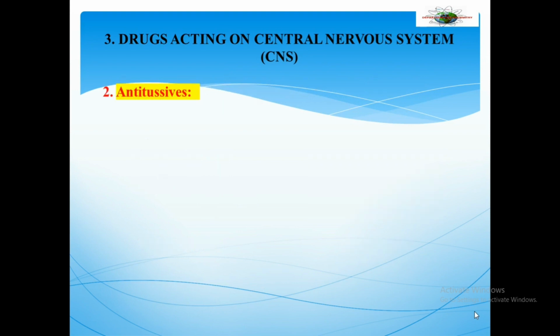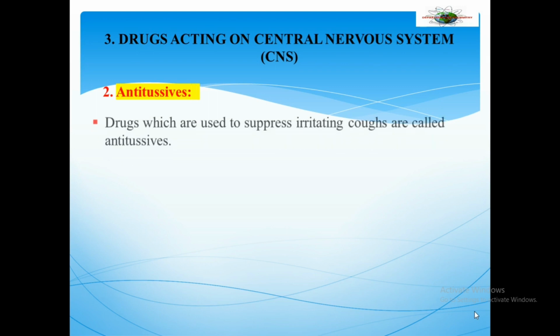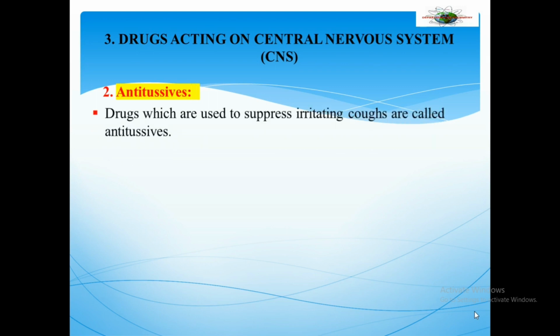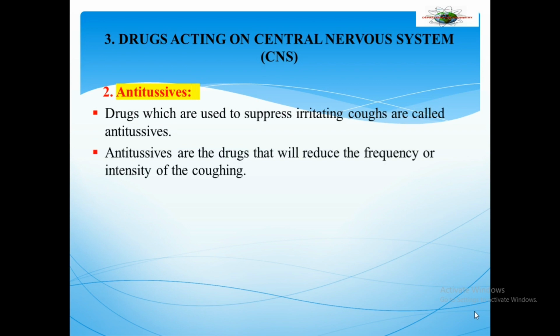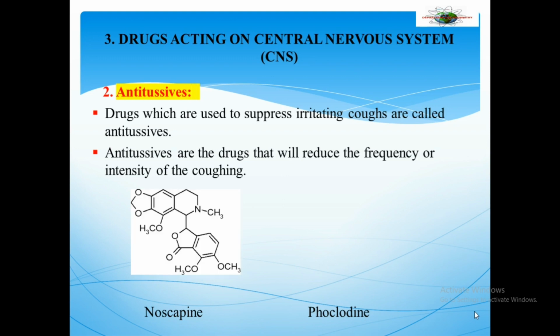Then the next is antitussives. Drugs which are used to suppress irritating coughs are called antitussives. Antitussives are the drugs that will reduce the frequency or intensity of the coughing. Noscapine and pholcodine are the drugs used as antitussives.